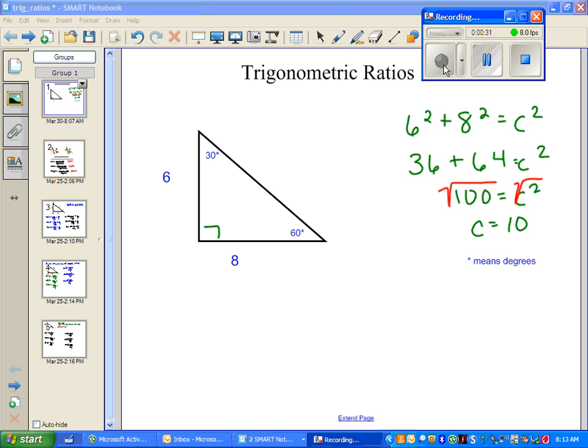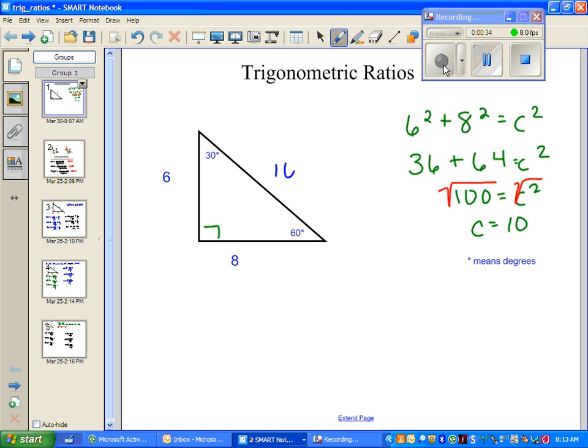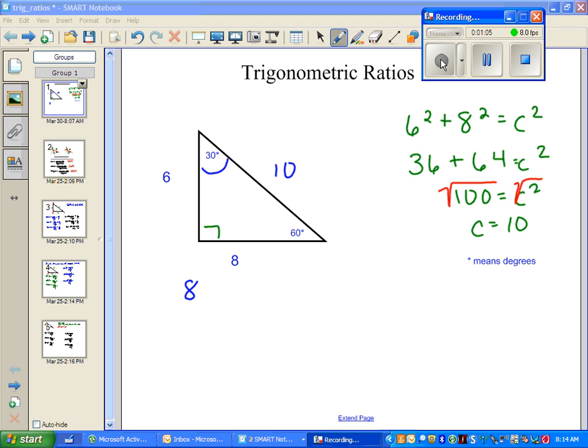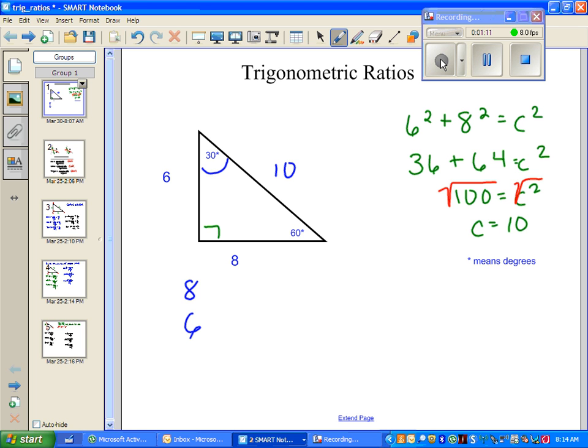So we found that the length of the hypotenuse is 10 using the Pythagorean theorem. Now, I'd like for you to look at the angle that says 30 degrees and tell me the length of the side that's opposite the 30-degree angle. That is 8, right. So if I look at the side that's opposite 30 degrees, that's 8. Okay? Now I want you to tell me what's the length of the side that's adjacent to 30 degrees. 6. The length of the side that's adjacent to 30 degrees, it's not the hypotenuse, it's 6.